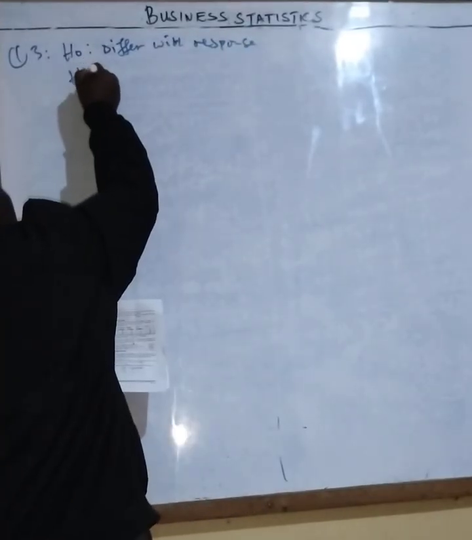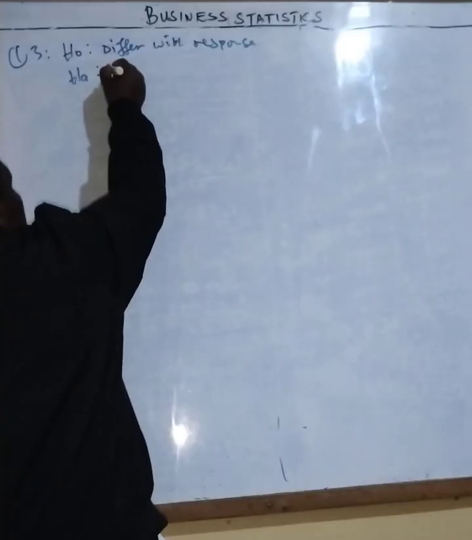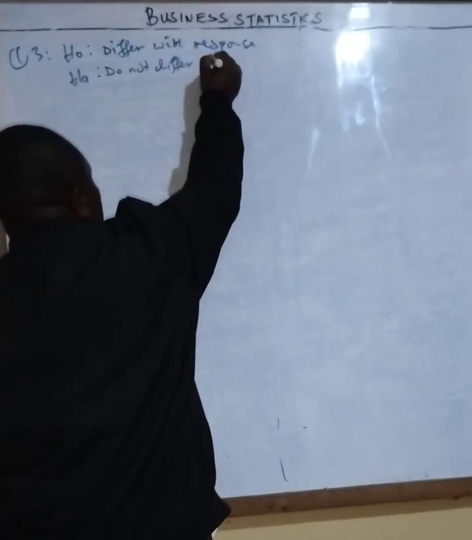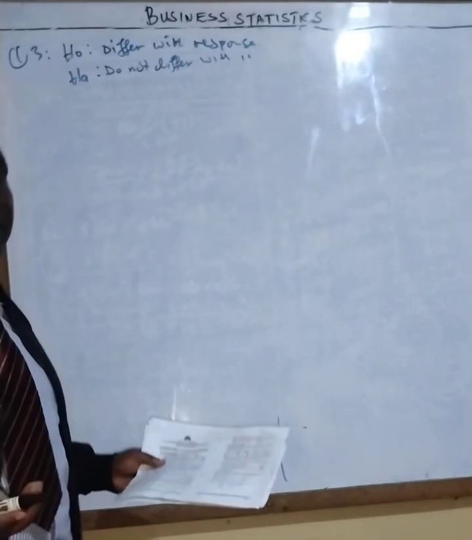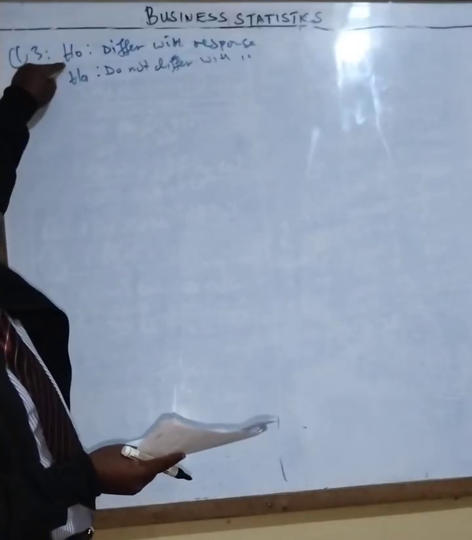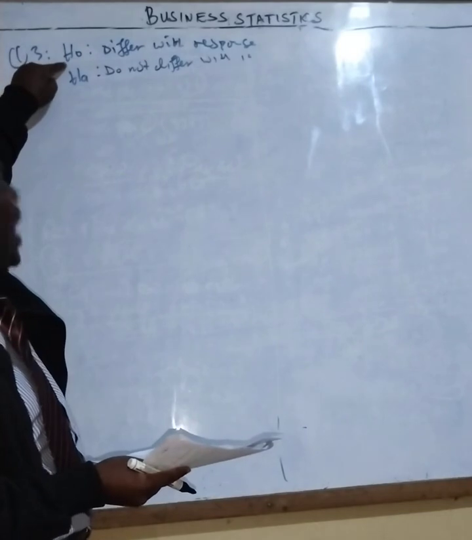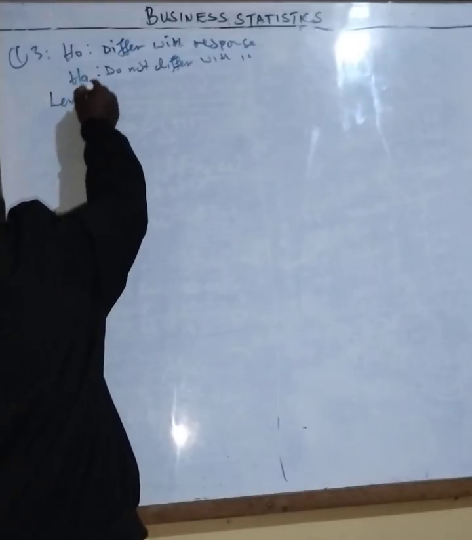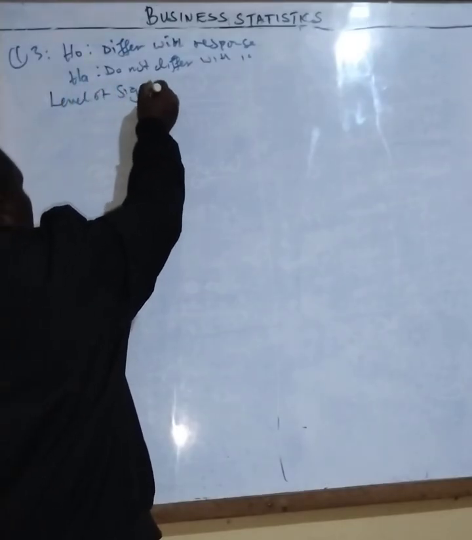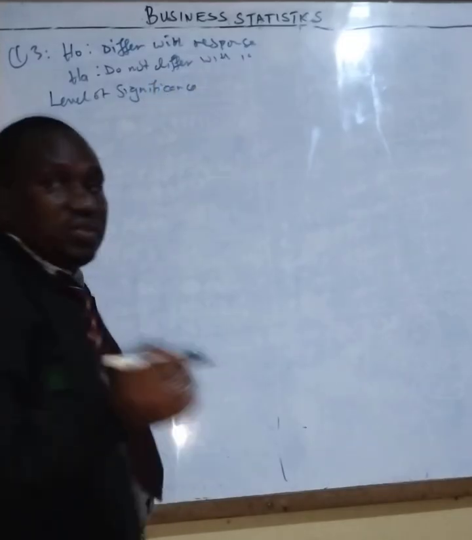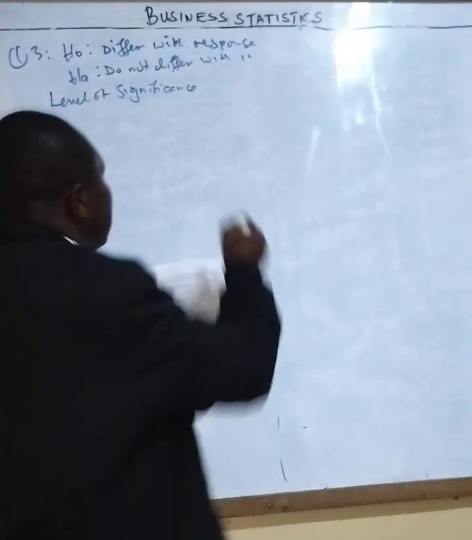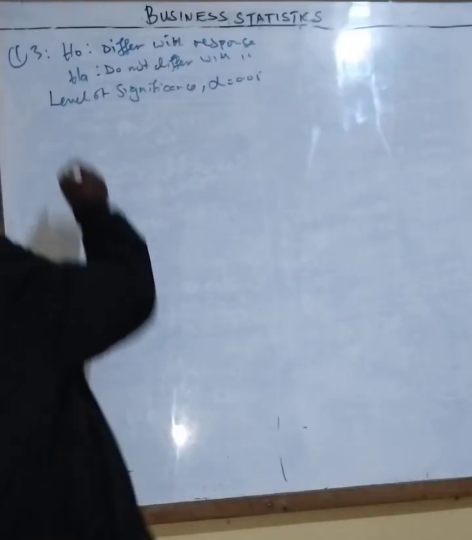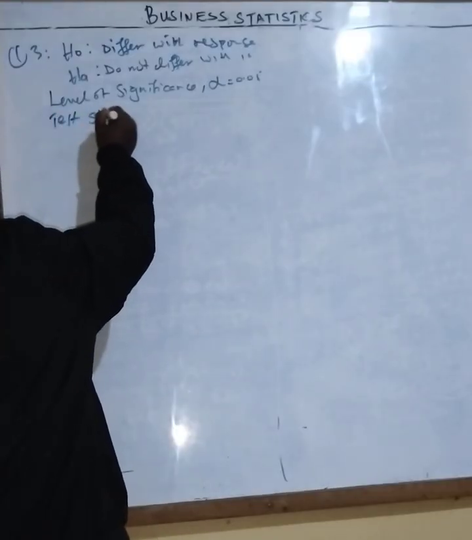Then another one is hypothesis, alternative hypothesis is do not differ with the responses. Those are my hypotheses already. So I have already stated the alternative, and I have now my null, then my alternative. The next step is now to identify the level of what? Level of significance. So in this case, the level of significance we have been given is 5%, 0.05.